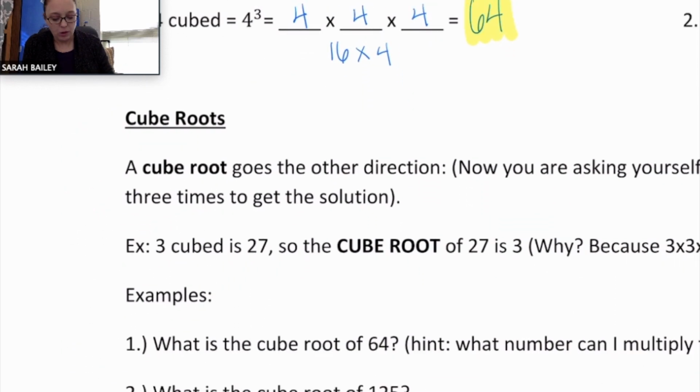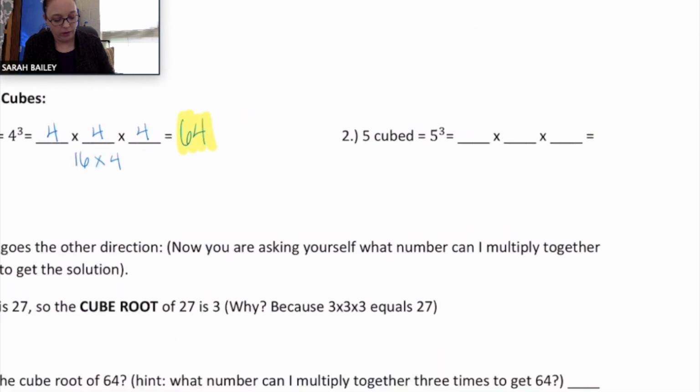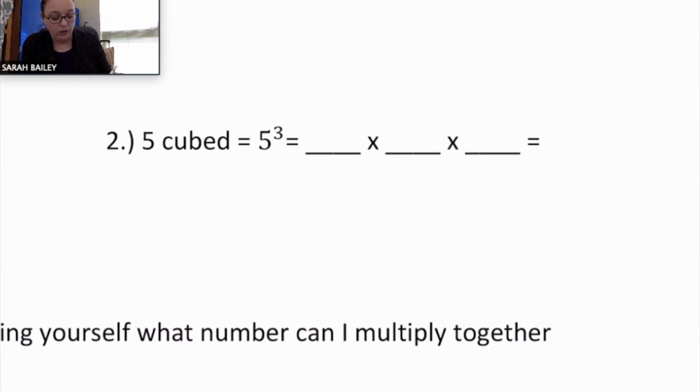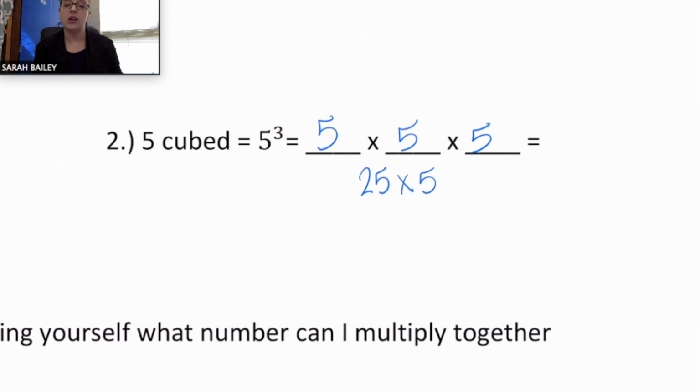Oh, I'm sorry. Now we've got 5 cubed. Let's do that one, which remember is 5 times 5 times 5. So that's going to be 25 times 5. And if you want to think about that in terms of quarters, if you had 5 quarters, so that would be 125.